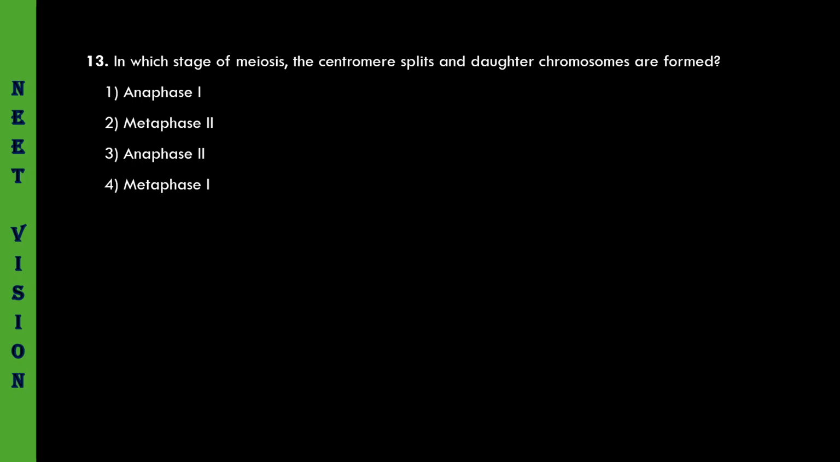So, it must be anaphase 2. It must be the correct answer, because the centromere splits and daughter chromosomes are formed in anaphase 2. The third option must be the correct one. Metaphase 1? No, in metaphase 1 bivalents are aligned at the equator. So the answer must be the third option. Let us look at the solution.